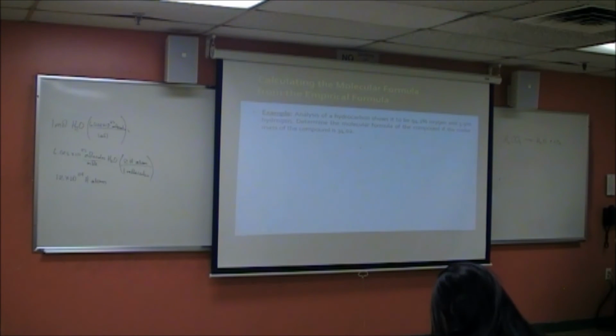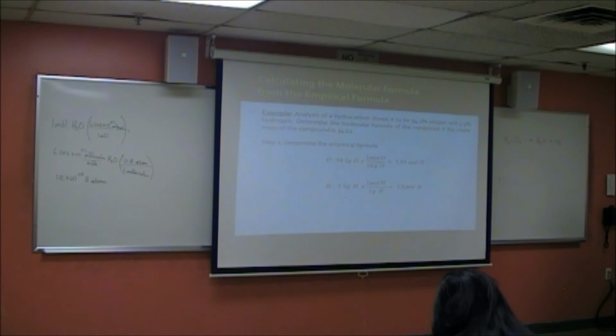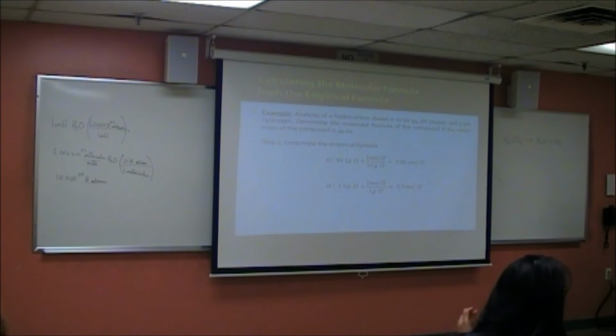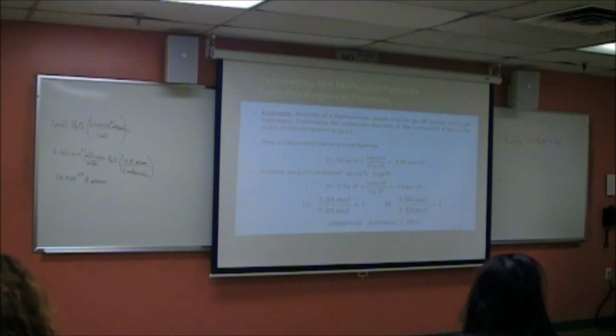How did you figure that? What did you do first? I changed the percentage to grams. Then oxygen divided by 16, and hydrogen divided by 1. So we get 5.88 for oxygen. There you go. So what do we do next? Then we divide by 5.88. And what do you get? 1 and 1. So the empirical formula is HO.